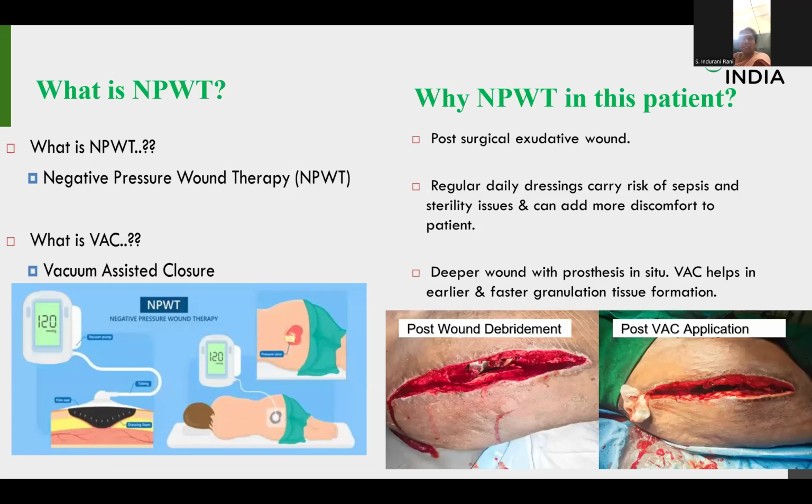What is NPWT? Negative pressure wound therapy, vacuum assisted closure. Why NPWT in this patient? It is a post-surgical exudative wound, regular daily dressing carries a risk of sepsis and sterility issues, and can add more discomfort to the patient. In a deeper wound with prosthesis in situ, vacuum helps in earlier and faster granulation tissue formation. In this picture, post-wound debridement after vacuum application picture is here.